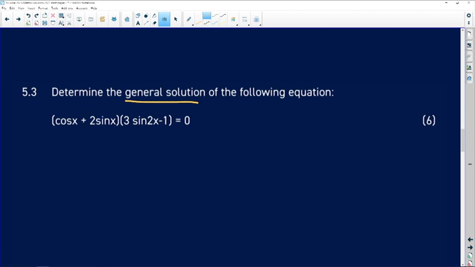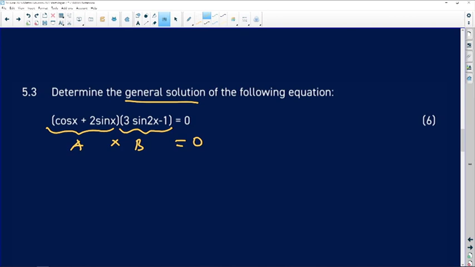Now, I'm going to use the zero factor law because I can see that we've got a factor here multiplied by another factor equals 0. So if something is multiplied with something else and the answer comes out as 0, one of them has to be 0. Definitely, one of them has to be 0. And this is the principle we're using when we do a lot of our equations in paper 1.